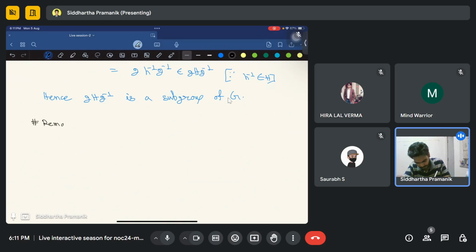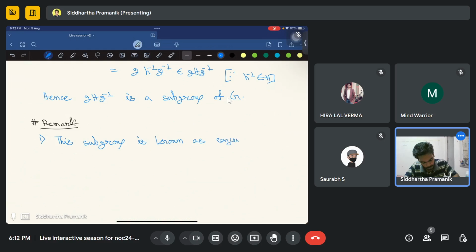So this subgroup has a name. This is known as the conjugate subgroup of H by g. So let me write it down. This subgroup is known as the conjugate subgroup of H. I hope you will see this term again and again in the upcoming lectures. So let's wait for that.